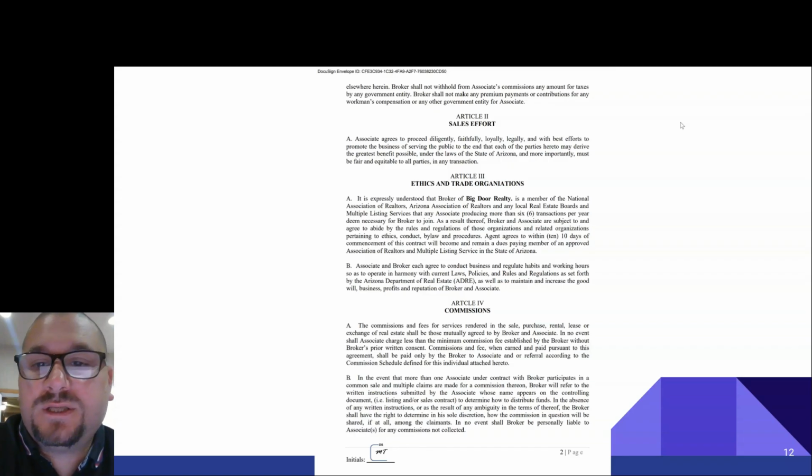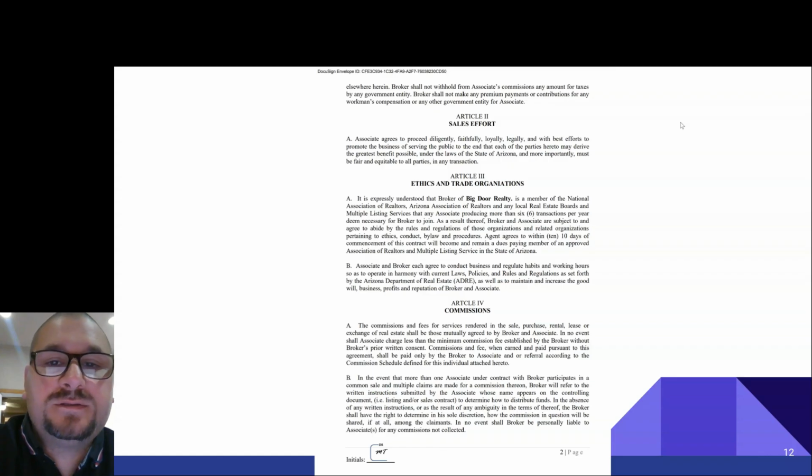Agent agrees to, within 10 days of commencement of this contract, become and remain a dues-paying member of an approved association of realtors and multiple listing service in the state of Arizona.